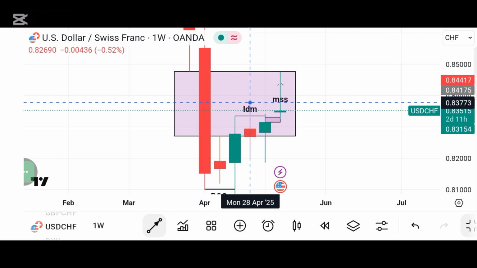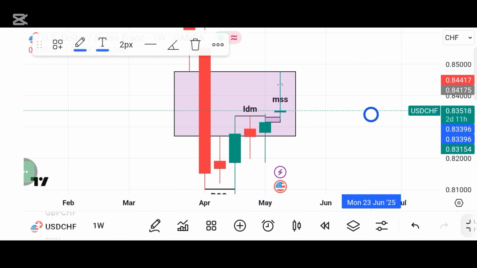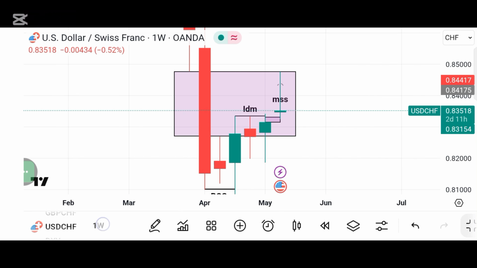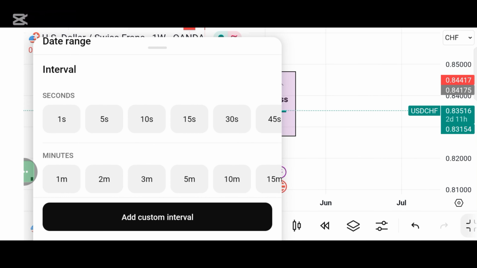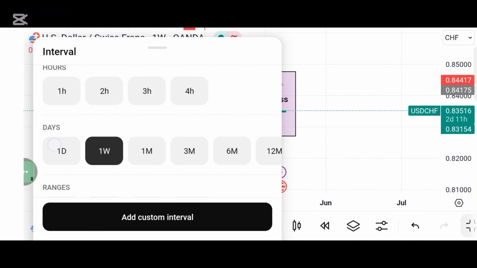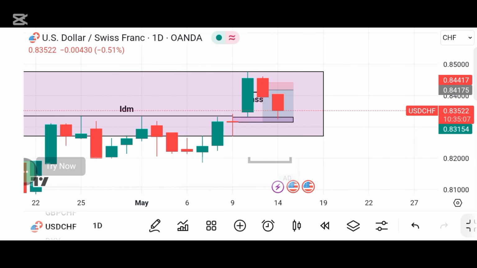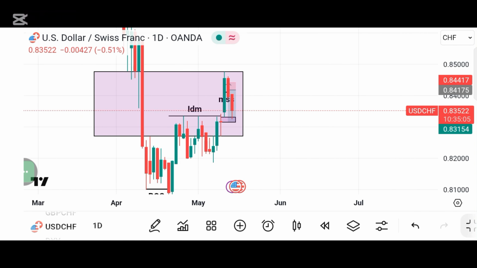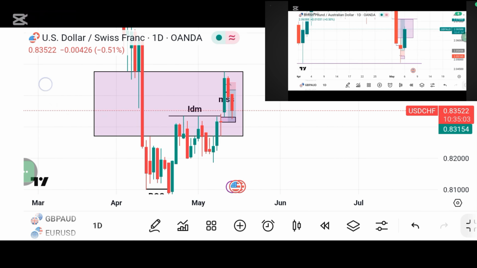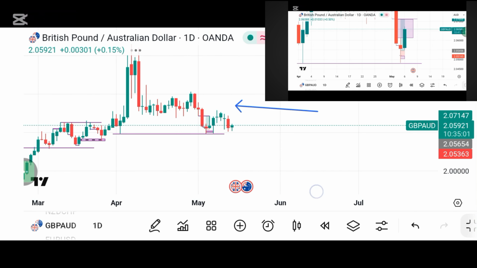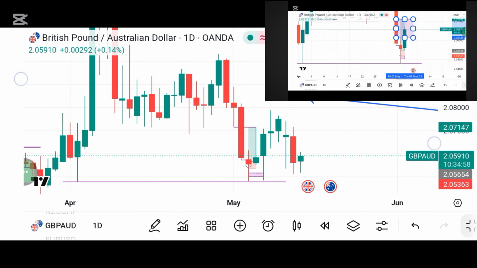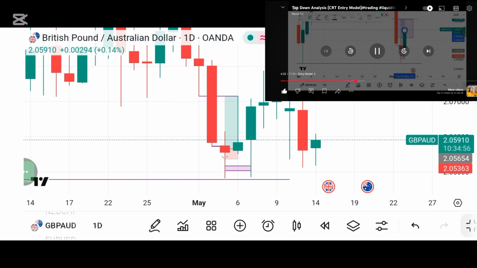So let me tell you something. Before I show you something in this chart, I'll show you another chart here, which is GBP AUD daily time frame. I'll go to the daily time frame, then I'll take you to GBP AUD. So let's go to GBP AUD. So look at, let me zoom in. Now, what do you see?